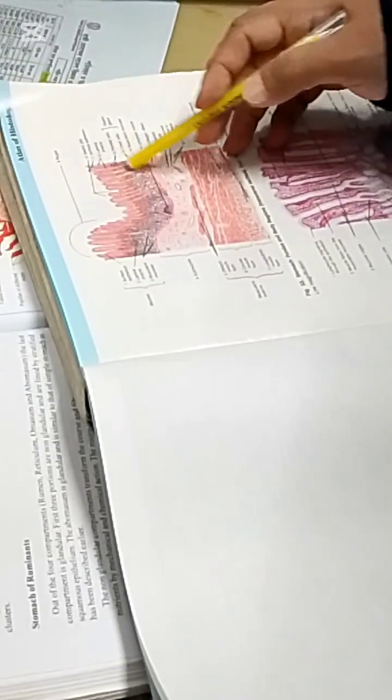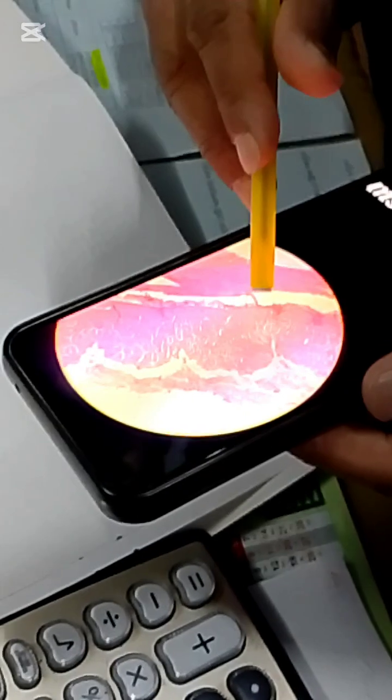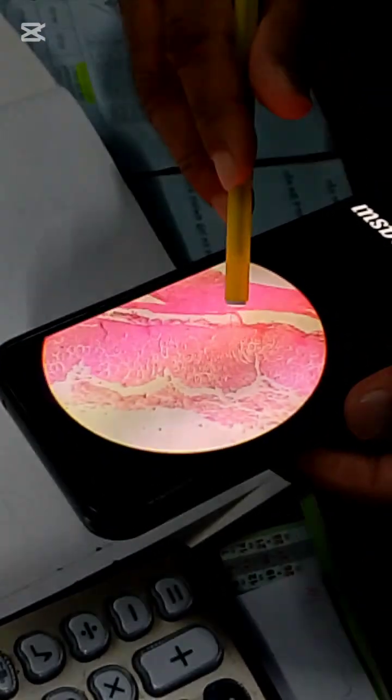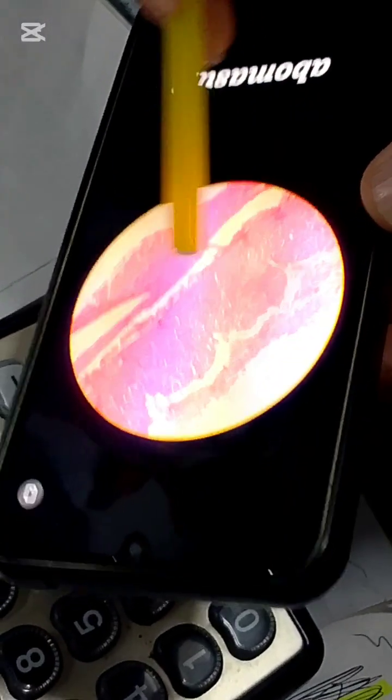These are gastric glands. And the layer, this one, submucosa. This one submucosa. The white area.